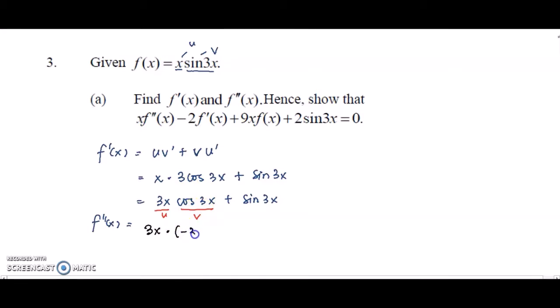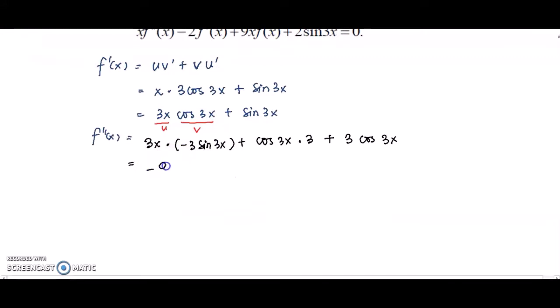You got a negative 3 sine 3x. Alright, and plus copy down the v. You got a cos 3x. Multiply by differentiate the u. You got 3. Okay, so this is the result of you differentiate the first term only. To differentiate the second term, which is your sine 3x, differentiate sine 3x, you got 3 cos 3x. Alright, then you need to simplify.